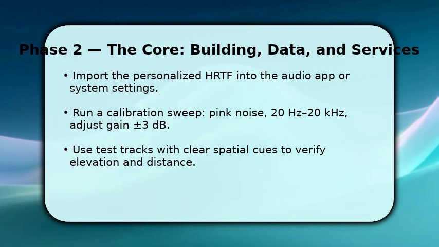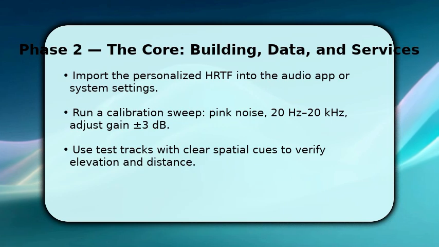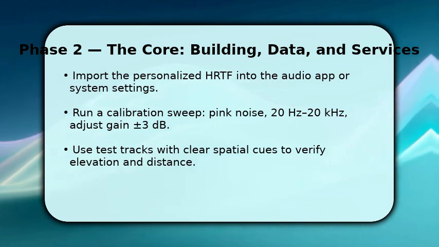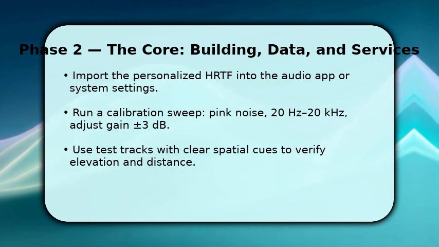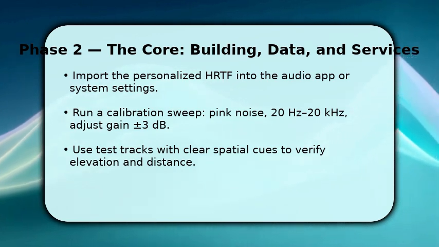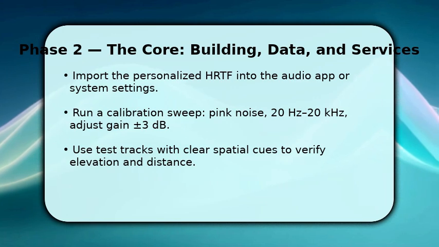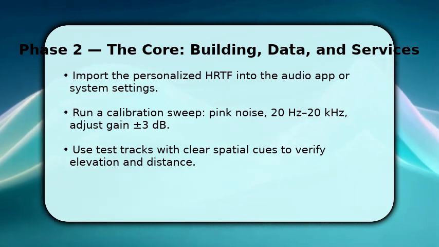Next, import your HRTF into the playback engine or system spatial audio setting so the DSP uses your profile. You'll run a calibration sweep, play pink noise from 20Hz to 20kHz, and trim channel gain by up to plus or minus 3 dB to balance loudness.